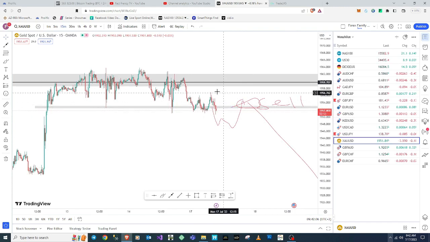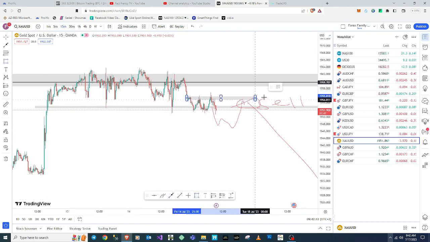But if they come back and start playing above this level here, we know that yes, the buying momentum is strong. The buying momentum is strong if they start playing above this level.